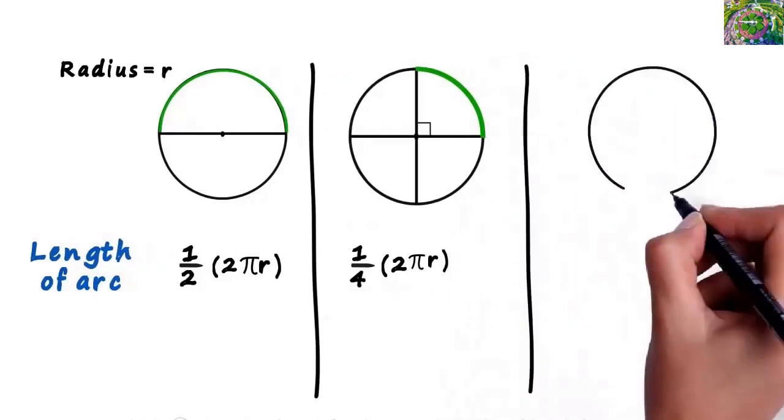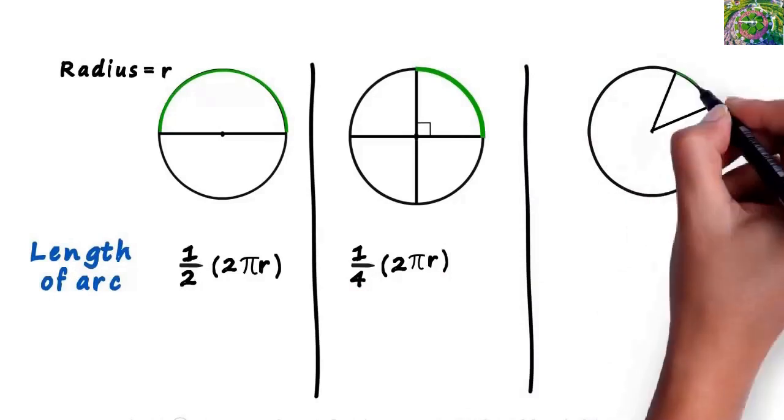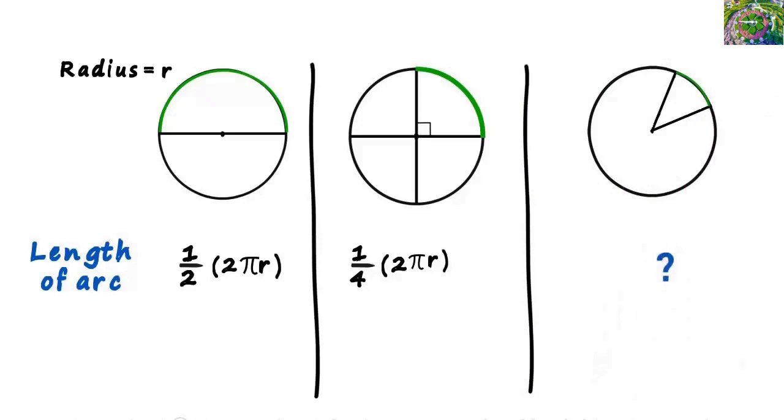Now look at this circle. Consider a part of the area of the circle. What will be the length of this green arc? It's unclear. You cannot guess the length just by looking at the figure. So there has to be something that defines the length of the arc.